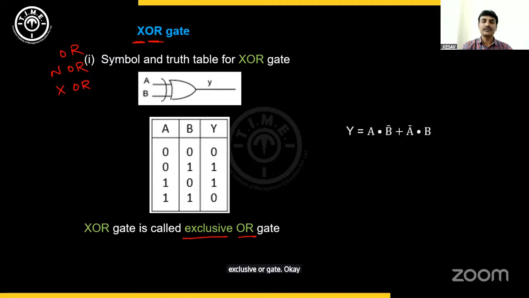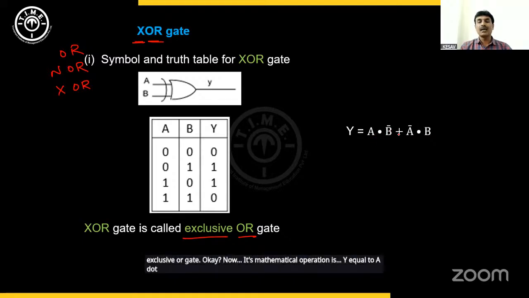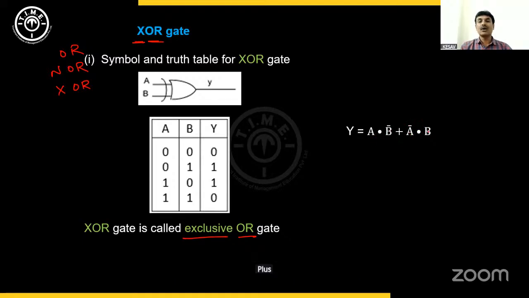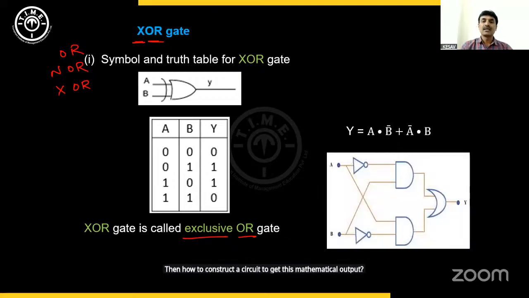Now, its mathematical operation is Y equal to A dot B bar plus A bar dot B. That is the mathematical operation. Then how do we construct a circuit to get this mathematical output? See, this is the circuit which gives exactly this output.